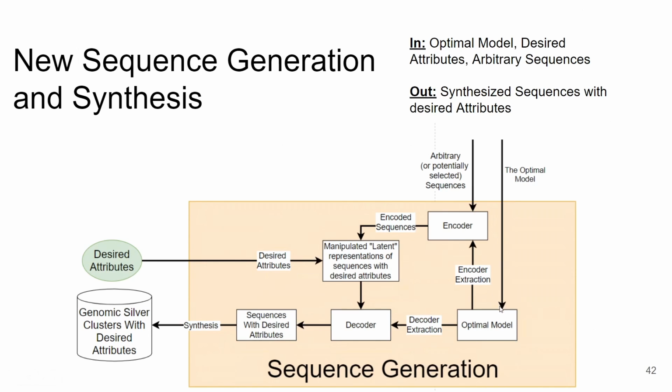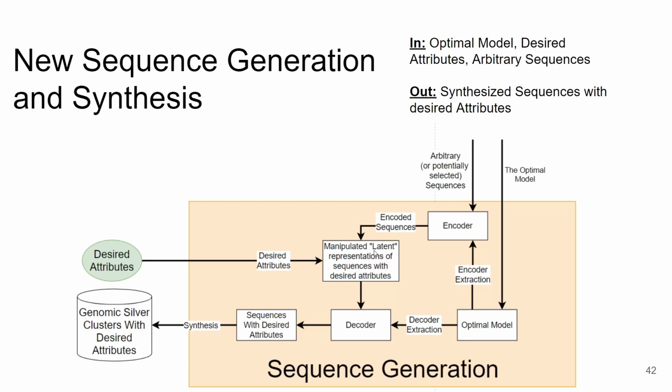So the way that this works is we take our optimal model, and let's first talk about the encoder extraction path. We take the encoder, we take arbitrary or potentially selected sequences, and then we encode those sequences, and that gives us a nice representation of the sequence with the properties that we want. Now we manipulate the properties in the latent space that we want, aka wavelength and chemical stability and brightness. And because we're using AR-VAE, we have the ability to freely manipulate those.